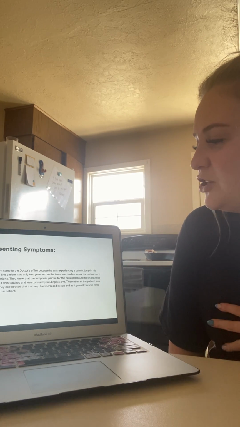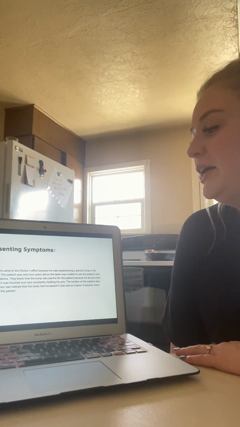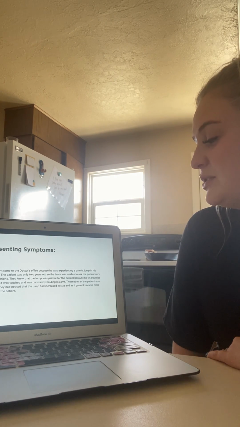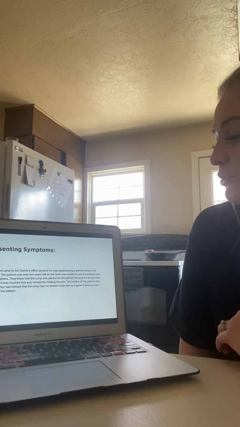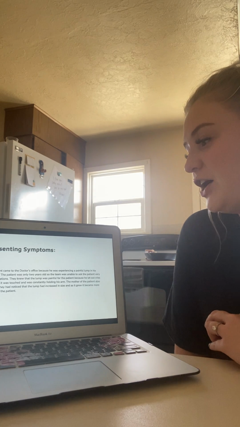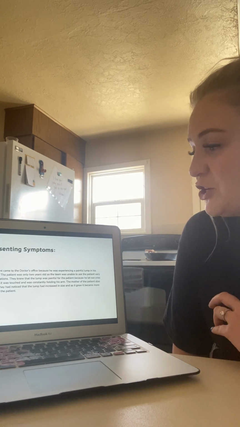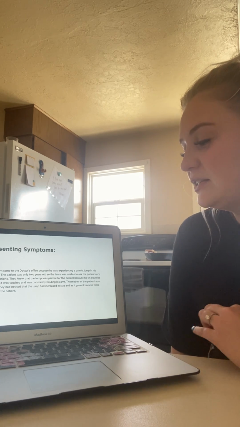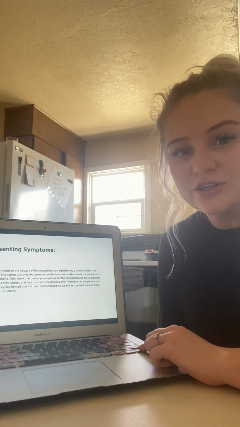Presenting symptoms. The patient came to the doctor's office because he was experiencing a painful lump in his right arm. The patient was only 2 years old, so the team was unable to ask the patient very many questions. They knew that the lump was painful for the patient because he let out cries whenever it was touched and was constantly holding his arm. The mother of the patient also said that they had noticed that the lump had increased in size, and as it grew, it became more painful for the patient.